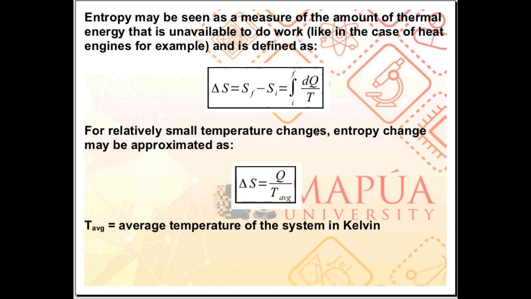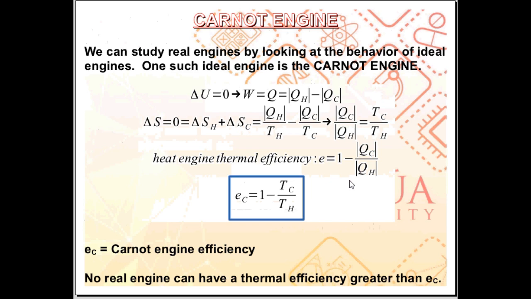For relatively small temperature changes, entropy change may be approximated. This integral may be approximated as delta S equal to Q over T average, where T average is the average temperature of the system in Kelvin. Let's take a look at one application of this equation, the Carnot engine. We can study real engines by looking at the behavior of ideal engines. One ideal engine is the Carnot engine. The Carnot engine is still a heat engine, so it involves a cyclic process.